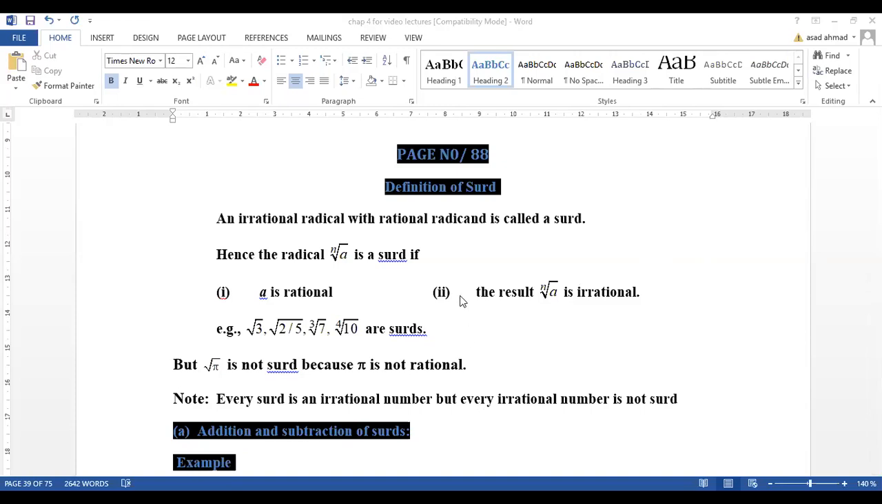Bismillahirrahmanirrahim. On page number 88, the definition of Surd. Basically, this is a combination of two words that you should recall first. One is about irrational number, and the second one is about rational. So before going into the details, I will first write a few lines on the page just to recall the two words, irrational number and rational number, though it is a topic of the previous topic.